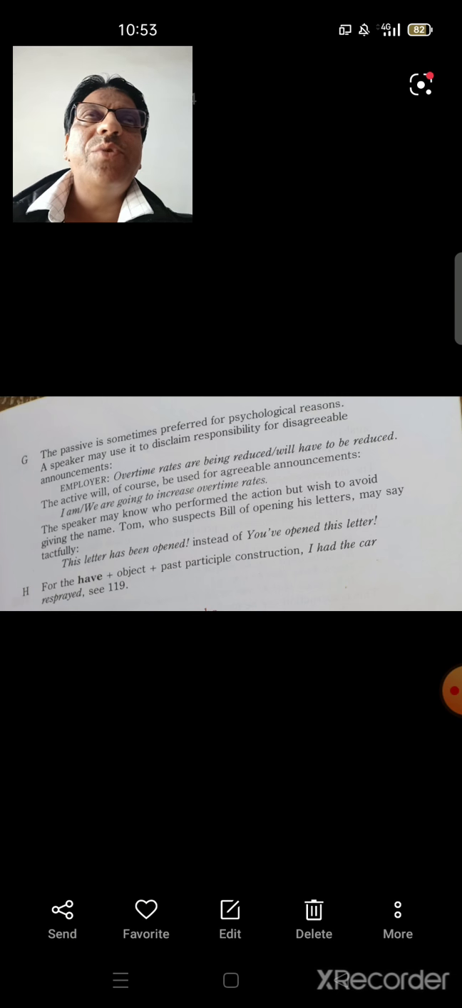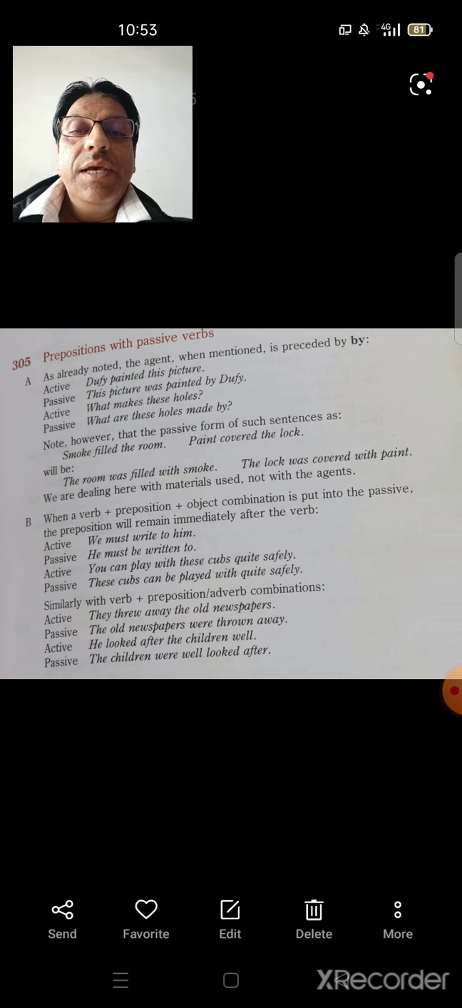So these are the various reasons why we use passive forms in place of the active forms. Now, a few more examples with prepositions. Examples are Duffy painted this picture. Passivization is this picture was painted by Duffy, that is the agent by.